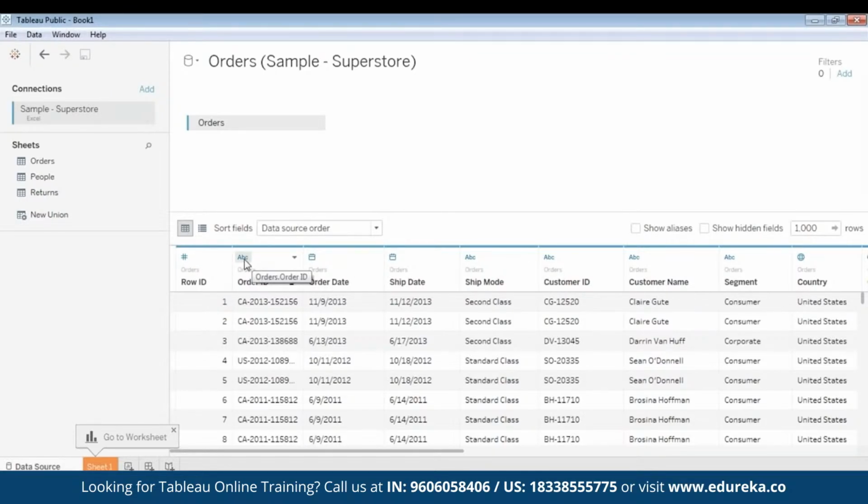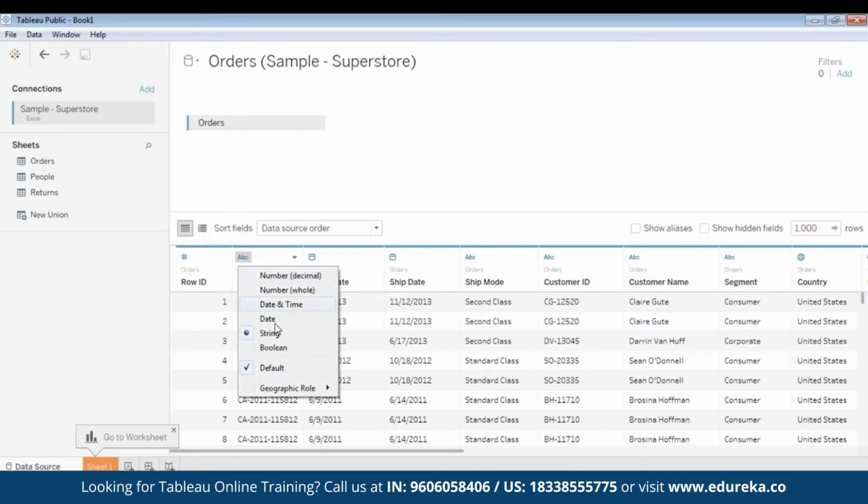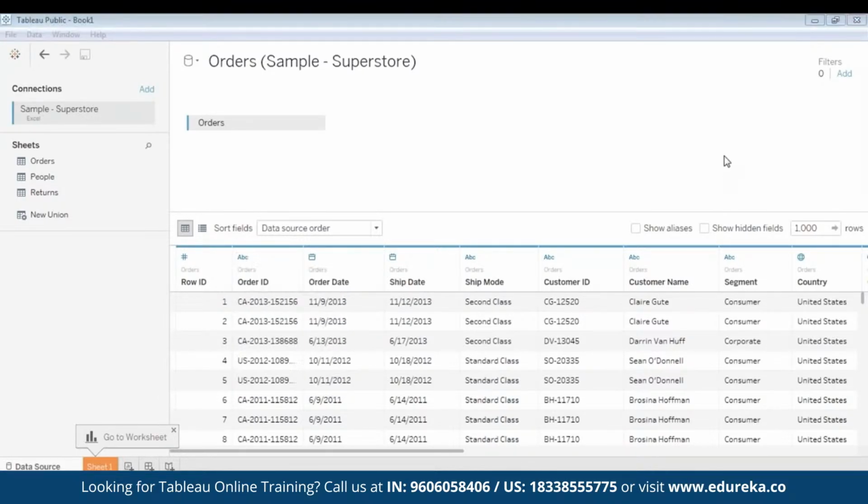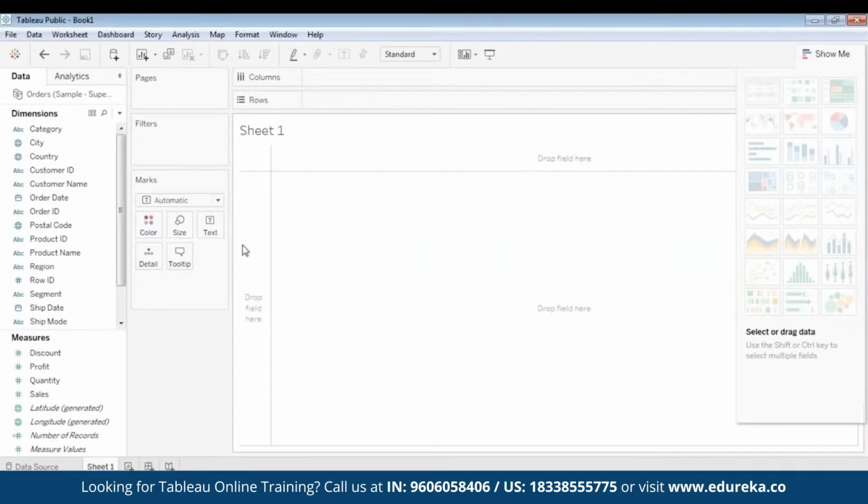If you want to change your data type, all you need to do is just click on this data type, okay. You will get multiple options to change your data type. Now, after you have loaded your data, the first thing which you need to do is you need to create a worksheet. You are getting one option also here. Go to worksheets. So let me click on this sheet. Okay. So this is how your worksheet looks like.